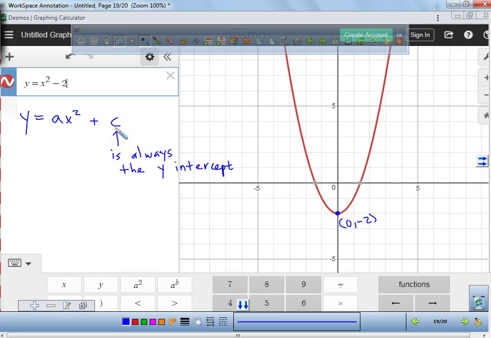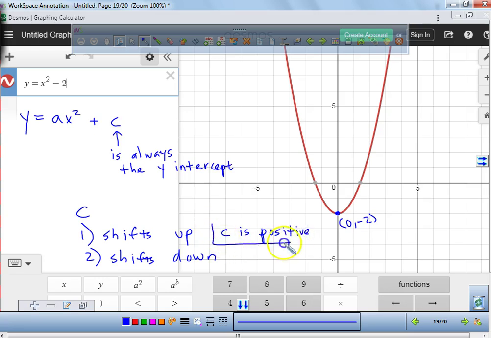So what does the c value do to your graph? The c value does one of two things. It shifts or translates up, or it shifts down. If c is positive, which direction is it going? Up. If c is negative, it goes where? It goes down. If c is positive, it goes up. If c is negative, it goes down.